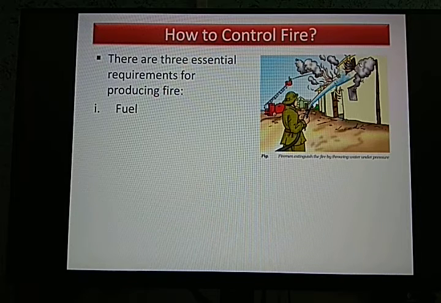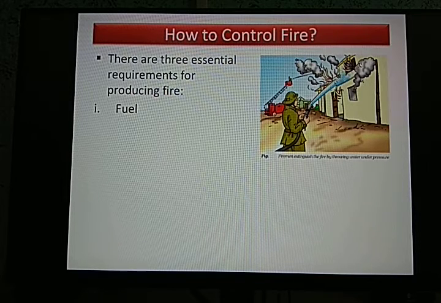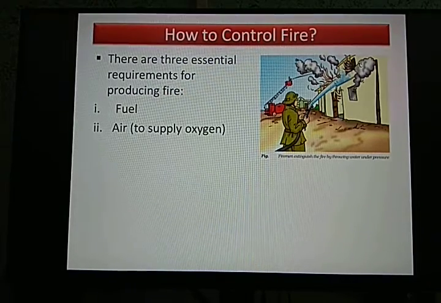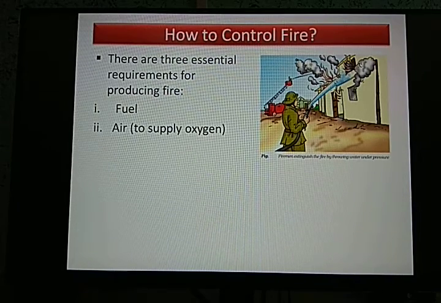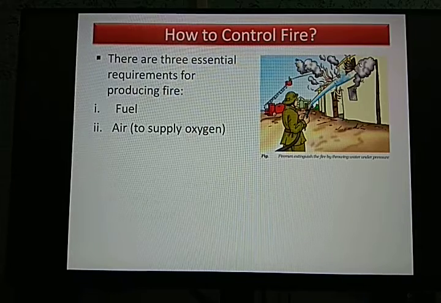So in most cases, we cannot remove the fuel, but we have to find some ways and means to cut off the fire from the fuel. We'll see that. Next point is air, that is the supply of oxygen. As I said already, in the combustion process, air is a very essential factor which helps in combustion. So we have to cut off this supply of air. Clear?